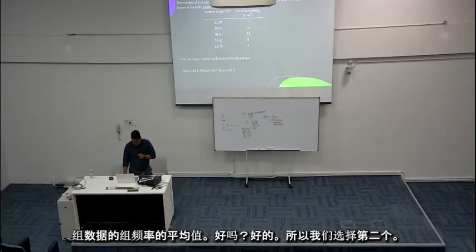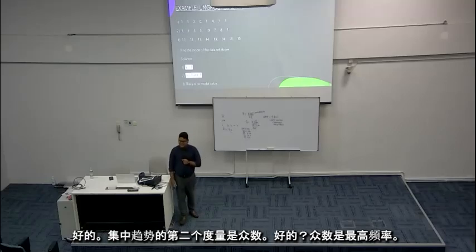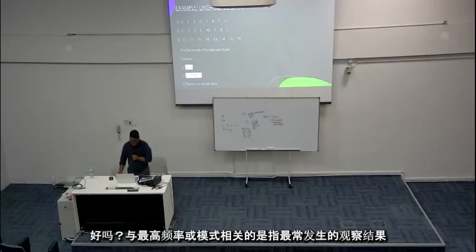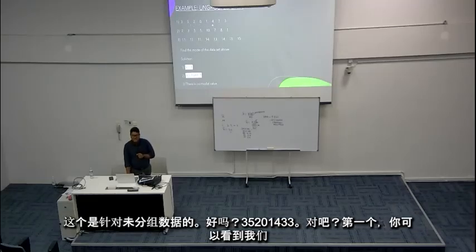Okay, alright, so we go with the second one. The second measure of central tendency is the mode. Okay, mode is the highest frequency, associated with the highest frequency, or mode refers to the observation that occurs most often, and has the largest frequency in our data. Okay, so the first one, this one is for ungrouped data.